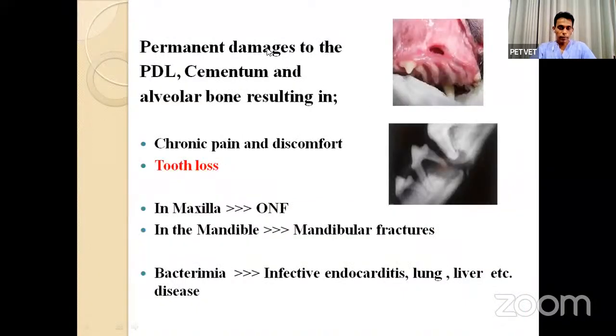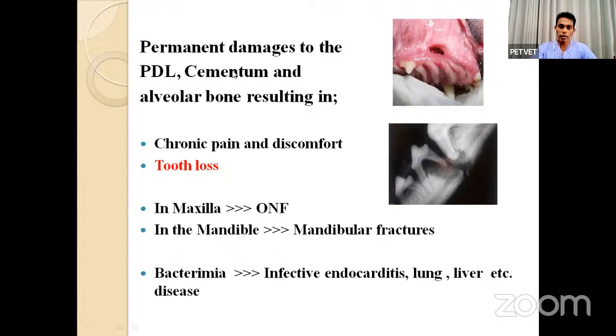So the periodontal disease does permanent damage to the periodontal ligament, cementum, and alveolar bone. The ultimate result is, one thing, chronic pain and discomfort. There will be significant, low degree, chronic pain, and ultimately tooth loss.